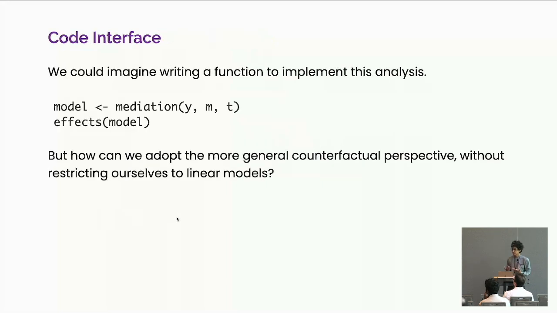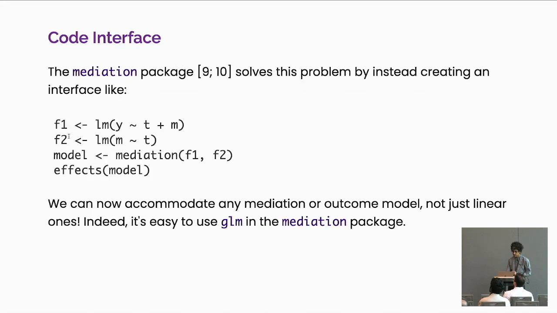So let's think design pattern. How do you think of the design pattern here? One thing you could have done is write a function that takes those input data, response, mediator, treatment, and then computes that alpha-beta product, and returns that alpha-beta product as the output of the function. Okay, one thing you could do. This is not the design that the mediation package did, though. I thought they did something super clever.